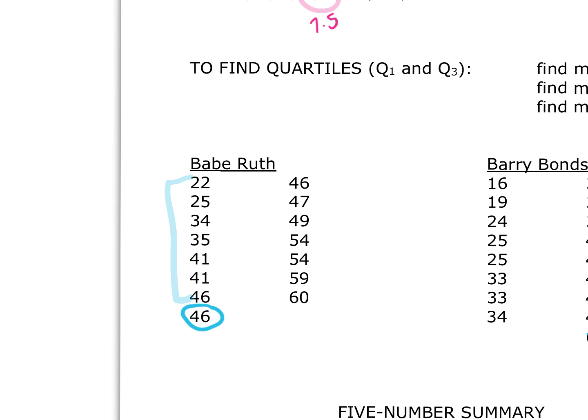We are just looking at the numbers from 22 up to that first 46. So we are looking for the middle there, and it looks like it's at 35. And here for this upper half of the data, the median of that data, which would be quartile 3, would be that 54. Okay? All right.